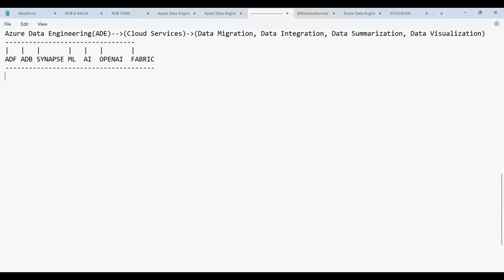Now when we talk about the next one, the whole story starts from data. Data means information, guys. The whole process starts from data. Data is nothing but information.